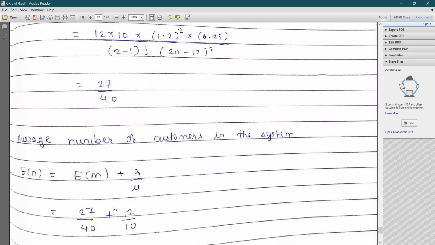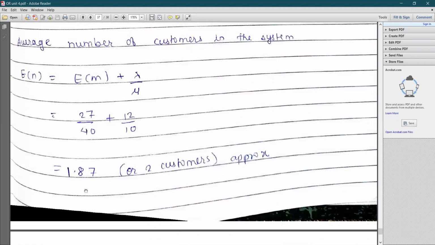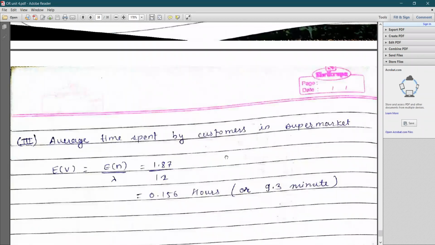Then the average number of customers in the system is E of n is equal to E of m plus lambda upon mu. In the previous lecture you saw this formula: average number of customers in a system E of n is equal to E of m plus lambda upon mu. E of m you have already calculated above, it is 27/40 plus lambda upon mu, 12/10, and that is equal to 1.87. Since the value after the decimal point is 8, greater than 5, here approximately 2 customers are waiting. The average number of customers in the system is approximately 2.